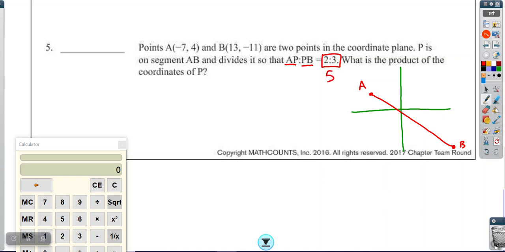3 plus 2 is 5. And that's going to make it possible for me to have point P at a 2 to 3 ratio from these other 2 points. So I'm going to ballpark this, 1, 2, 3, and so now we have 1, 2, 3, 4, 5 segments. And point P is going to be right here.